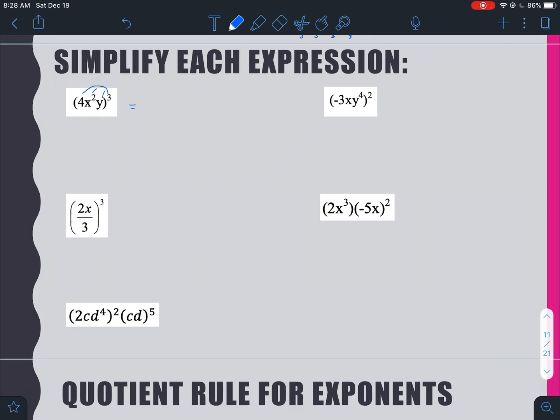All right, everybody gets the 3, so go ahead and give everybody the exponent of 3. So this would be 4 to the 3rd, x to the 6th, y to the 3rd. So it would be 64, x to the 6th, y to the 3rd.